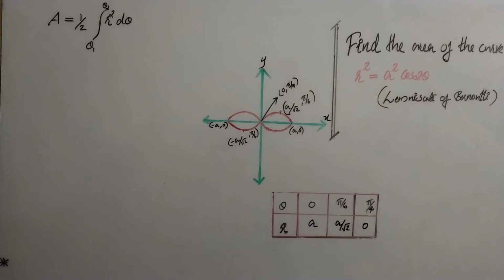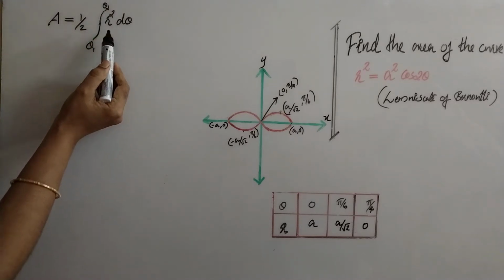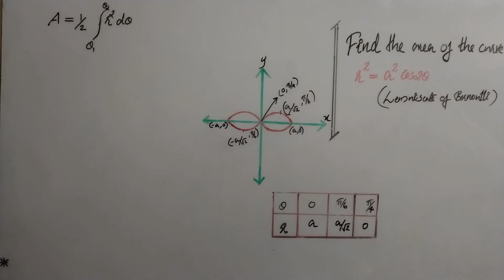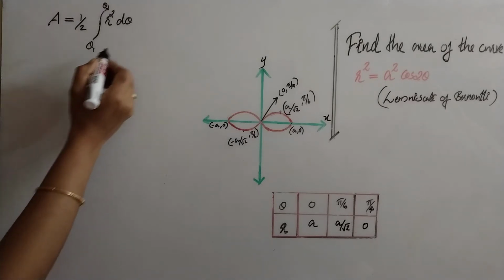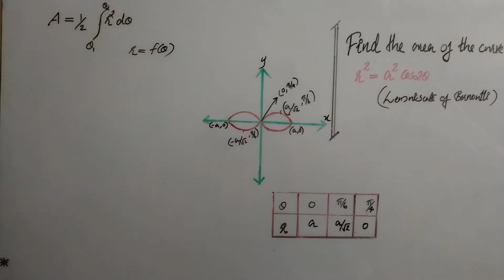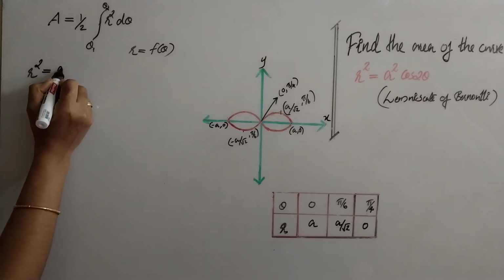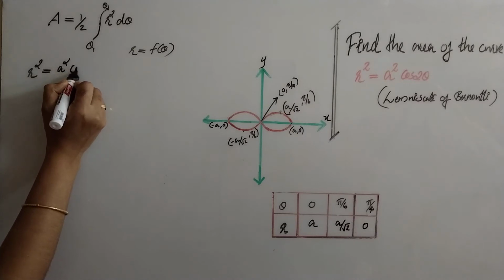Find the area of the curve r square is equal to a square cos 2 theta. To find the area of the curve, we can use the equation A is equal to 1 by 2 into integral theta 1 to theta 2 r square d theta, because the given equation is of the form r is equal to a function of theta. And the equation is r square is equal to a square cos 2 theta.